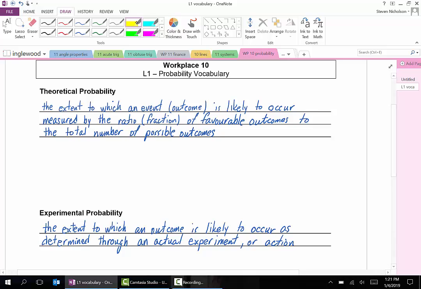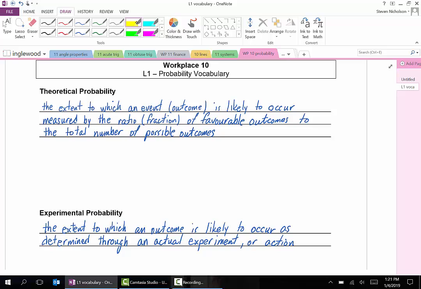This video is on the vocabulary of probability. We're going to look at two kinds of probabilities, theoretical probability and experimental probability. You might want to pause the video and copy down the definition of theoretical probability.